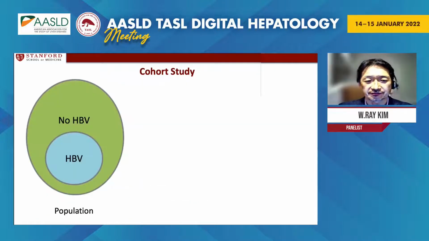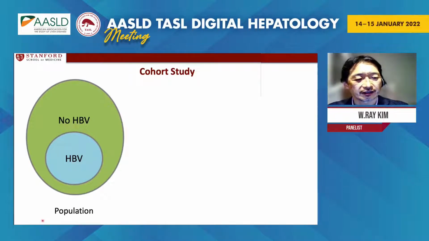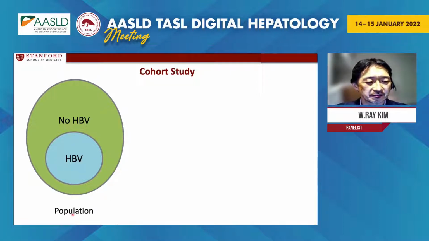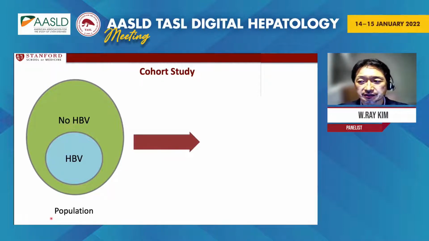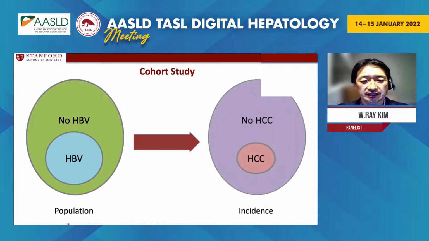So simple enough. Not to belabor the point, graphically, at the beginning, you would identify a population and determine who has hepatitis B and who doesn't in that population. Over a period of time, you would follow those individuals. Eventually, patients will develop HCC and others would not. So you will have a population at the beginning, you know the prevalence of hepatitis B, and later on you would be able to calculate the incidence of hepatocellular carcinoma.